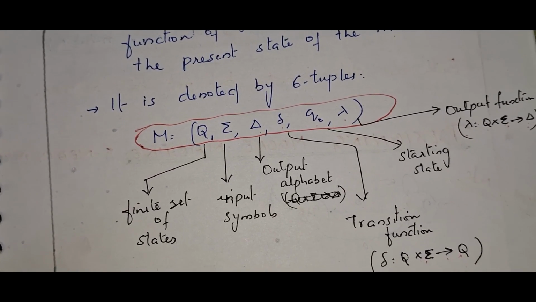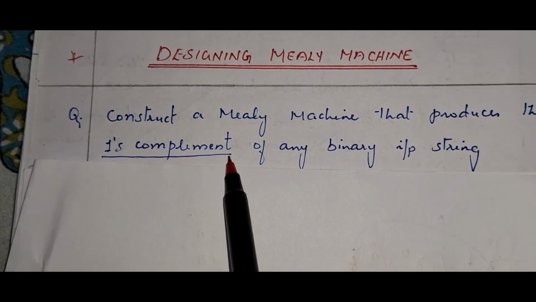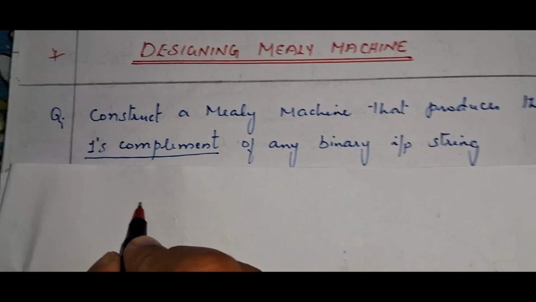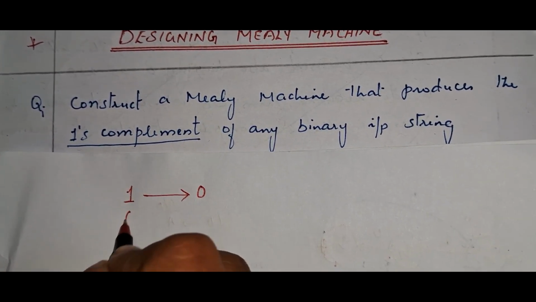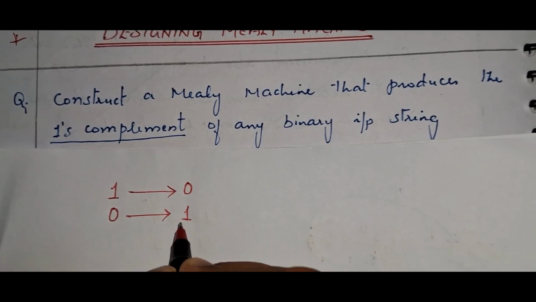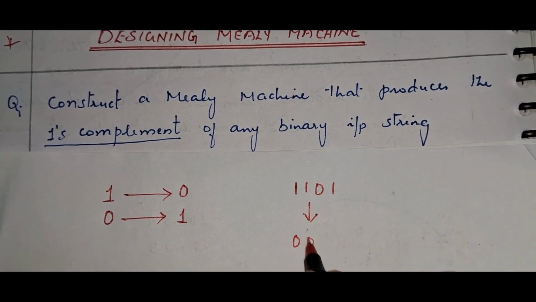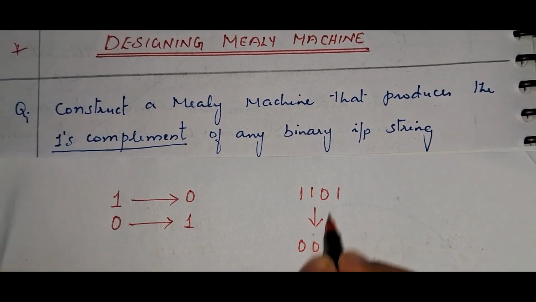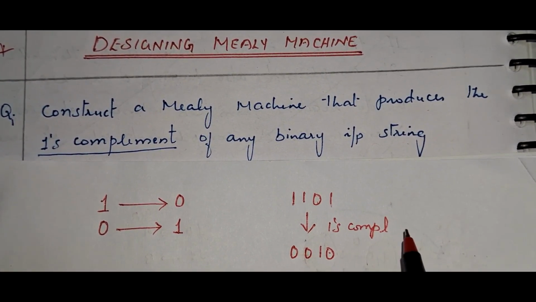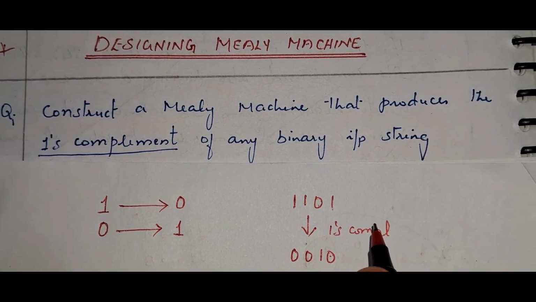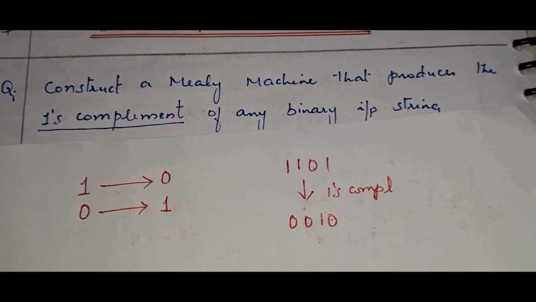Now let us see how to construct a Mealy machine. Suppose this is our problem: construct a Mealy machine that produces the ones complement of a binary number. What is ones complement? The ones complement of 1 is 0, and for 0, the ones complement is 1. So if our input is 1, 1, 0, 1, the ones complement is 0, 0, 1, 0. That is, 1 becomes 0, 1 becomes 0, 0 becomes 1 and 1 becomes 0.